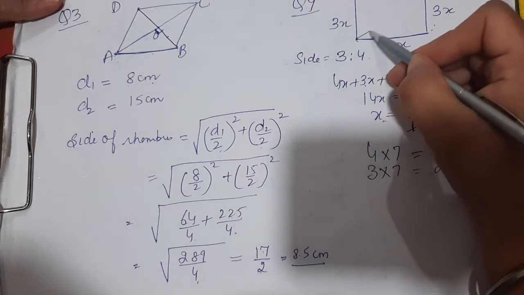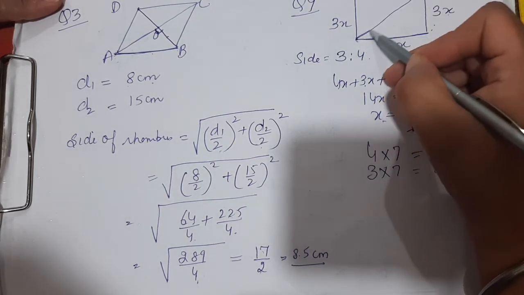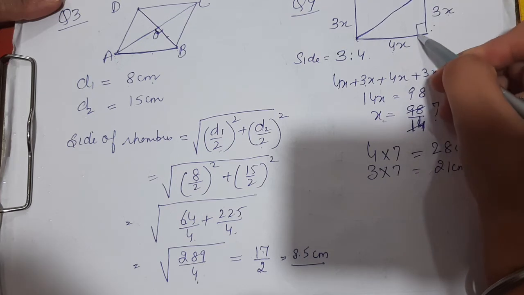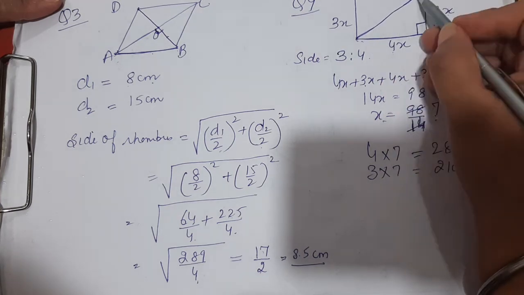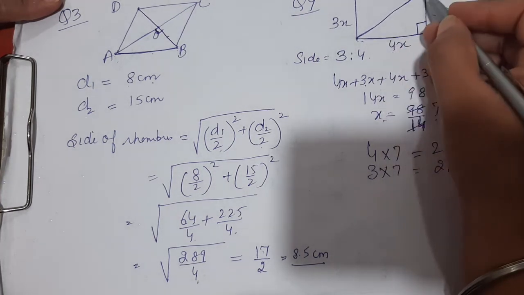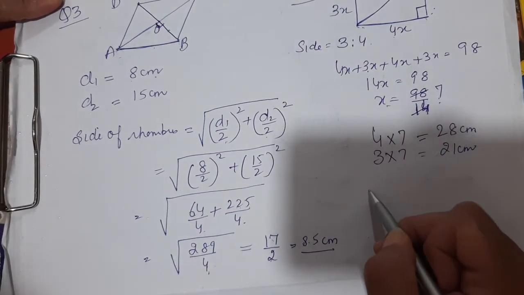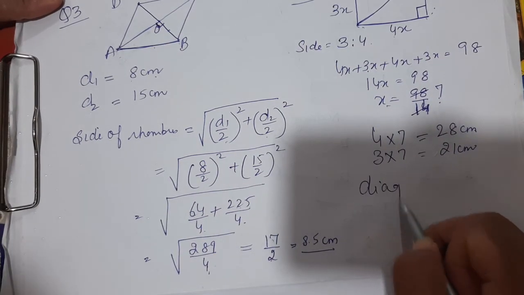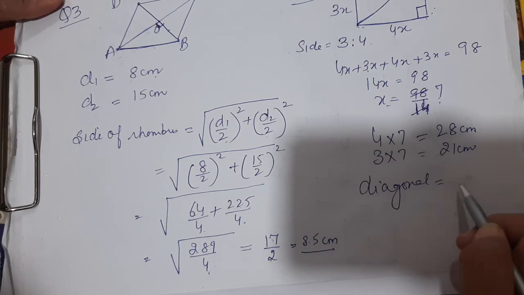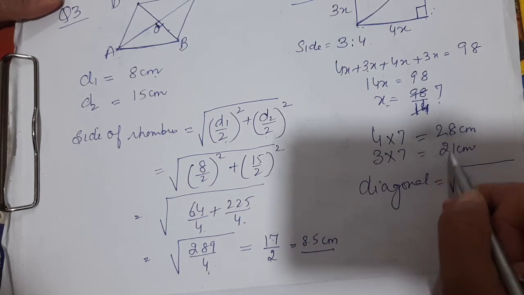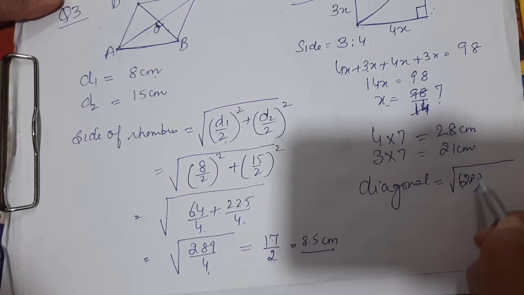Now we have to find the diagonal, beta. To find this diagonal, this is a right angle triangle now. In this right angle triangle, to find the length of the diagonal, you will use again the Pythagoras theorem. So what is the diagonal? Diagonal will be equal to the square root of the sum of the squares of these sides.